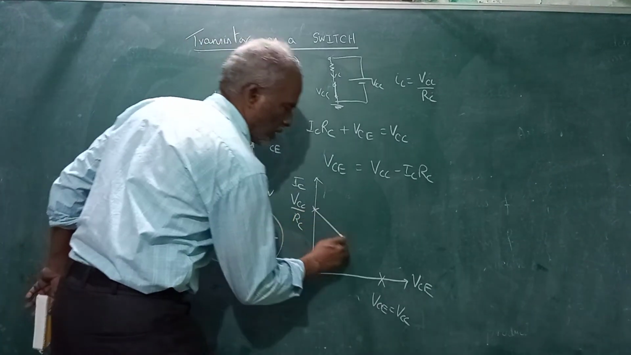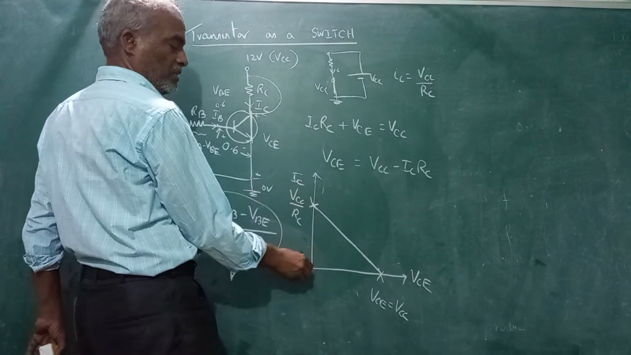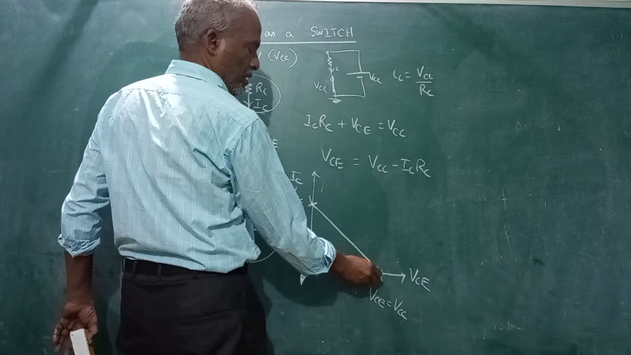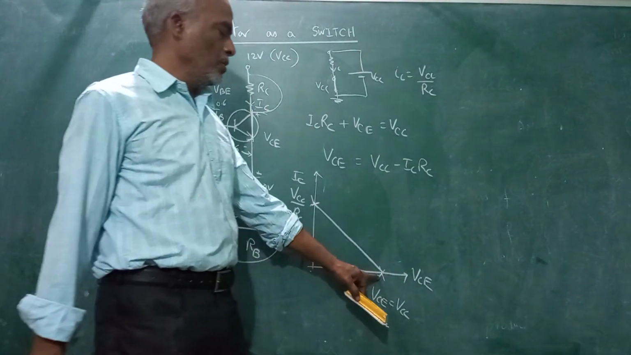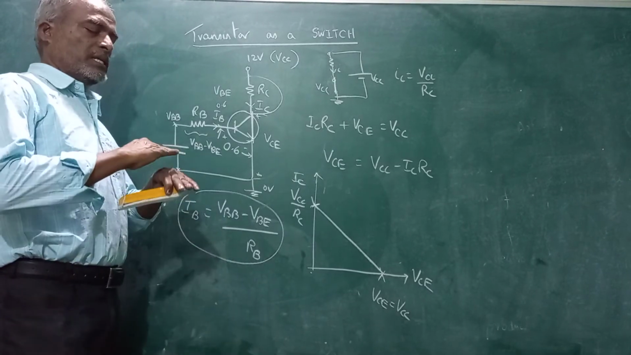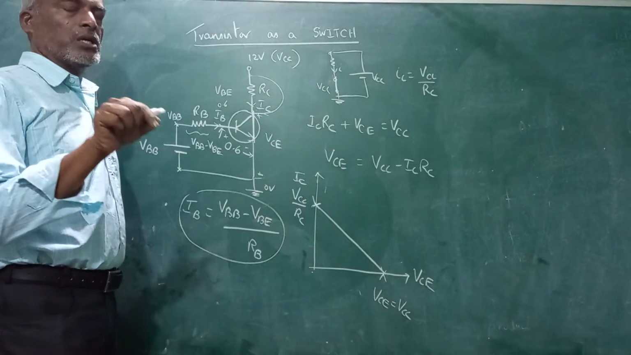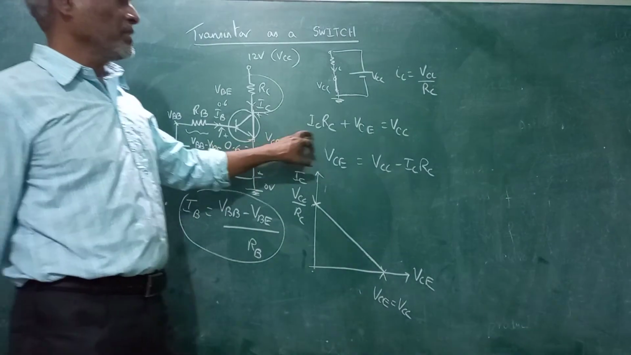Now this is the load line. Here the current will be maximum, where VCE is equal to 0, and here the current is 0 and VCE will be maximum. So that means it can act either as an open circuit or a closed circuit. Now which is the controlling factor? The controlling factor is IC.